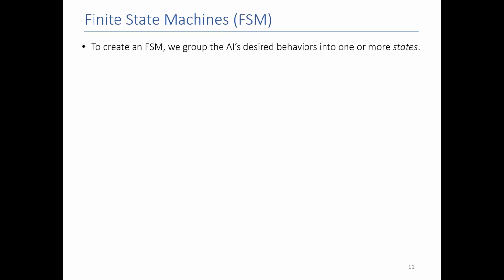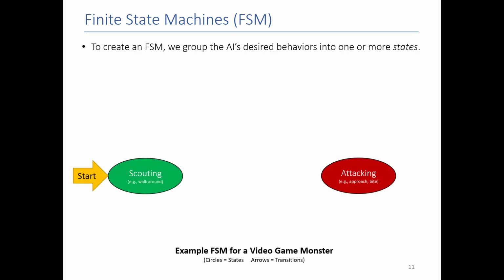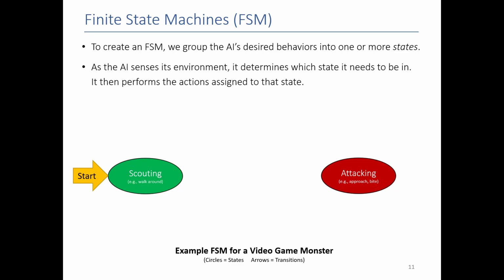The next technique I want to talk about is the finite state machine. And finite state machines allow us to group AI behaviors into what we call states. So, for example, a video game monster might have two different states, a scouting state and an attacking state. So when it's scouting, it's looking for the enemy or the player, and then in the attacking phase, it's attacking the enemy or a player. So the idea here is that the AI, as it's sensing its environment, it's determining what state it should be in, and when it enters that state, it starts doing the behaviors associated with that state.